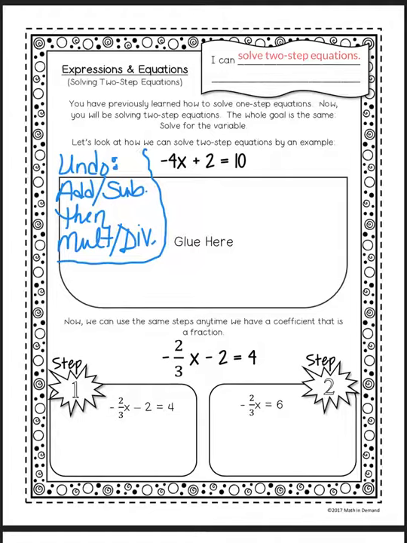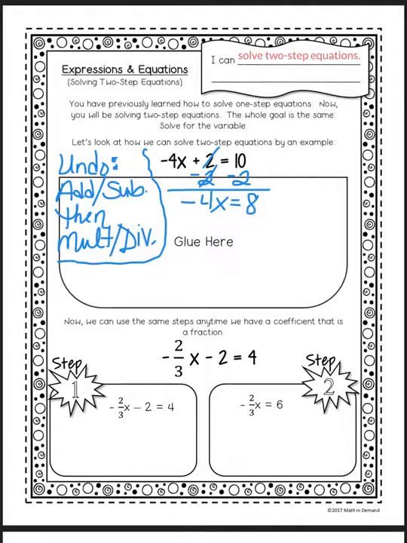We're first going to undo the adding 2. Ignore where it says glue here. We're just going to write right over it. How do we undo adding 2? We subtract 2. So I'm going to subtract 2 here and subtract 2 on the other side of the equal sign. When we do that, the 2's on the left side, positive 2 and negative 2 cancel each other out, and we're left with negative 4x equals 10 minus 2 is 8.